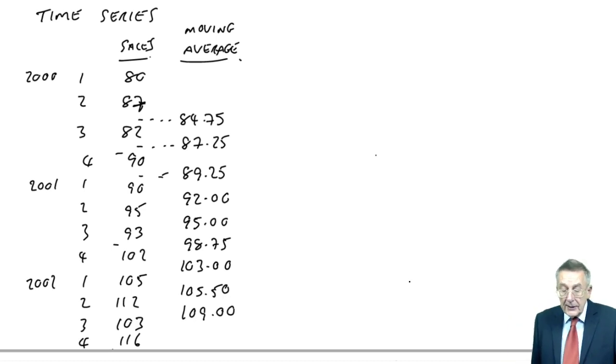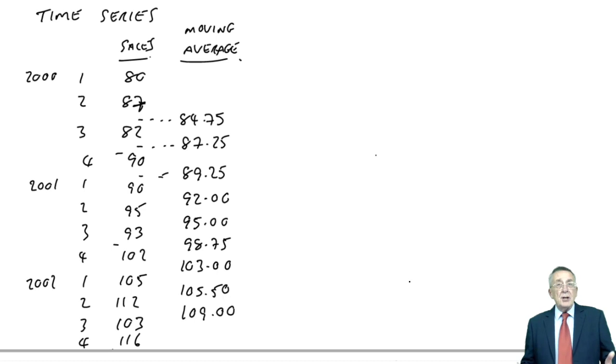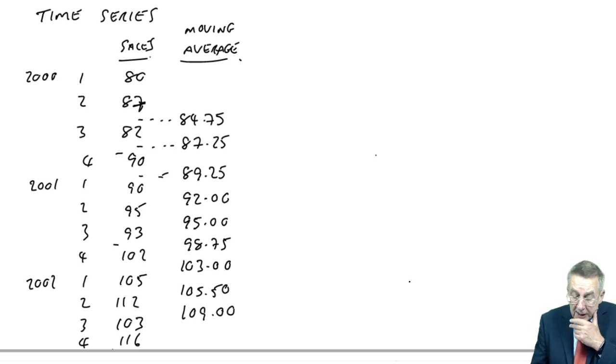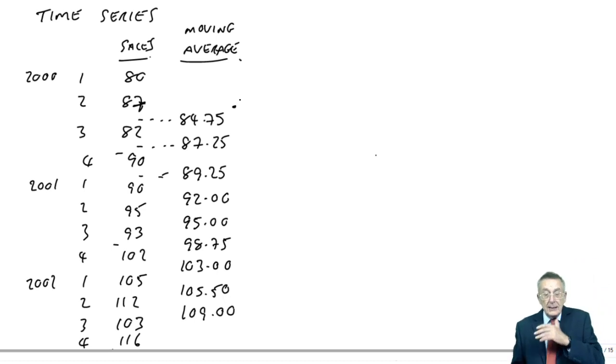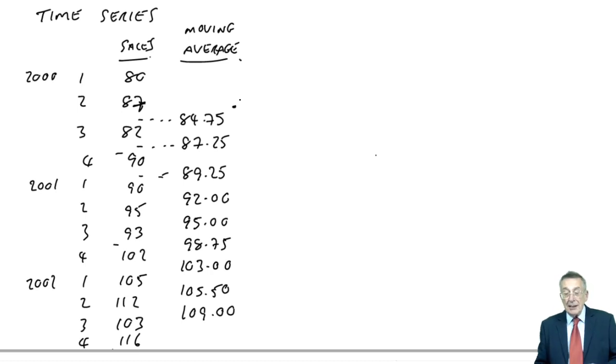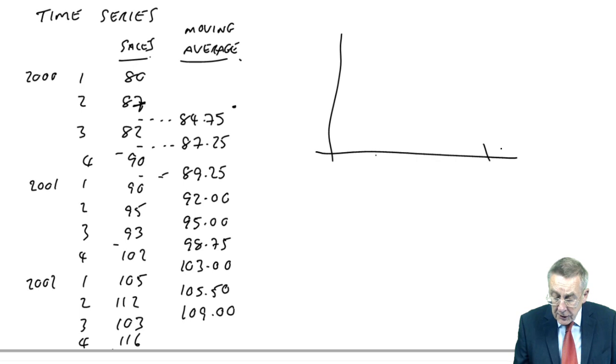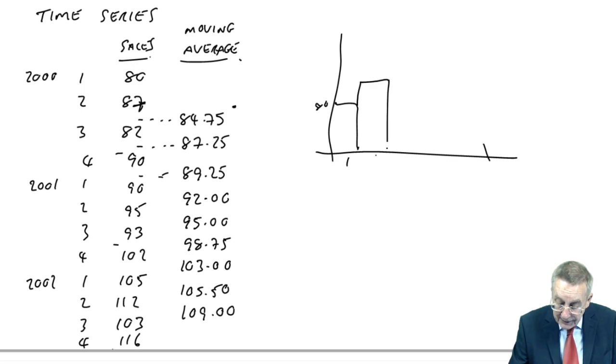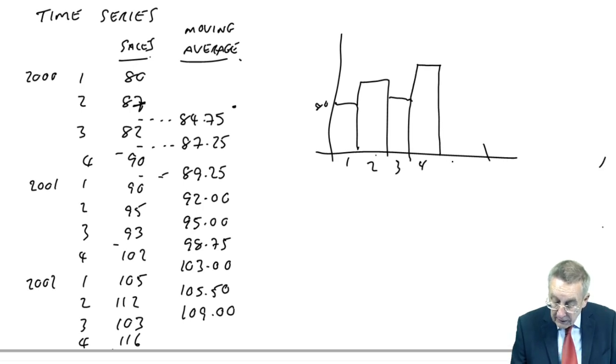However, what would also be very nice is if I could start to measure the seasonal variations themselves. And the problem is I've got all these averages, but that first one, for instance, didn't correspond to any particular quarter. It was bang in the middle of the year. What I'm getting at, you see, if I had drawn a sort of histogram: quarter 1, the sales were 80, quarter 2, they were 87, quarter 3, they were 82, quarter 4, they were 90, and the first quarter of the following year, they were 90.